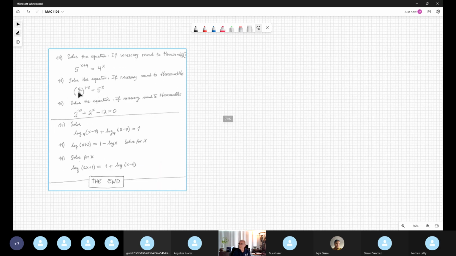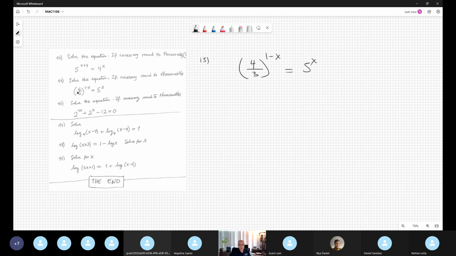Okay, 15 now. 15 is another weird exponential equation in which you must apply logarithm on both sides. It's minus x equal 5 to x. So we apply logarithm. Let's apply natural logarithm now, why not? We have two standards, LOG and LN. Either way. LN on both sides.